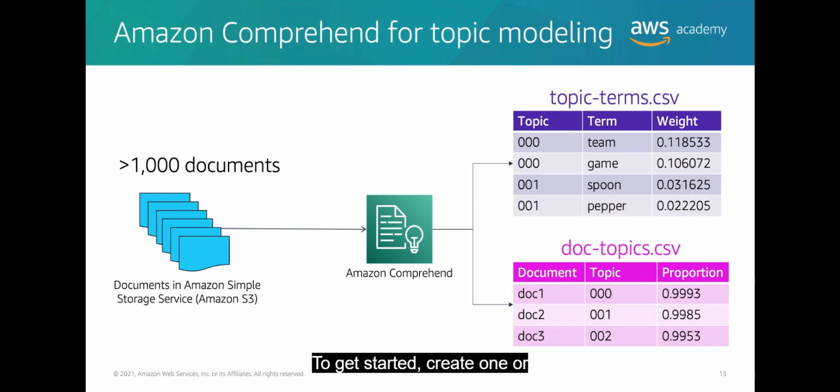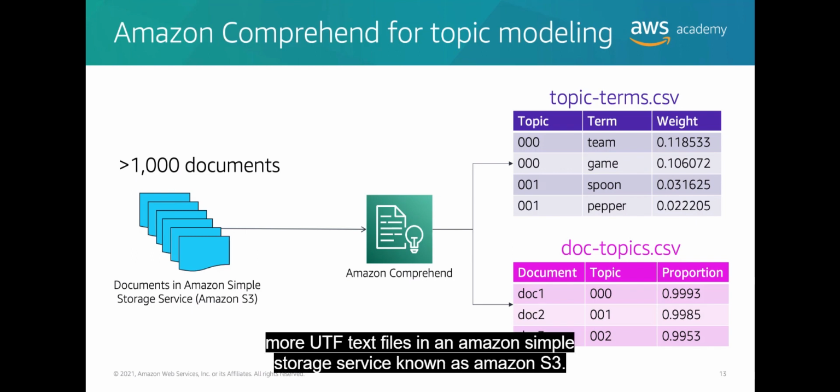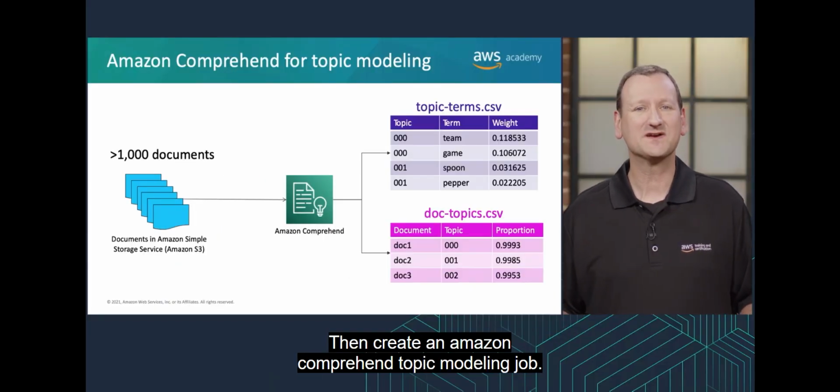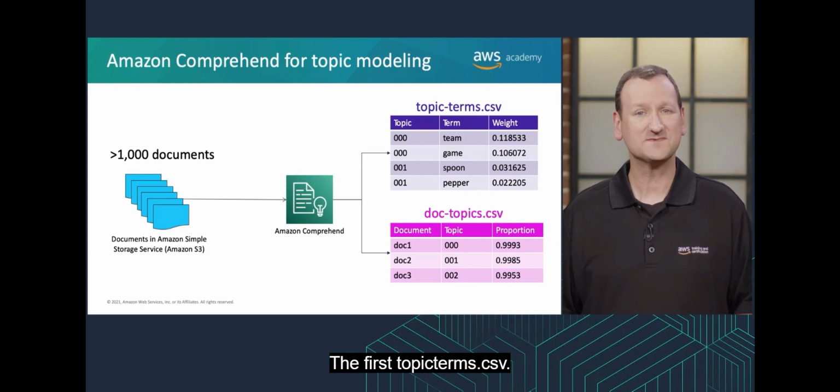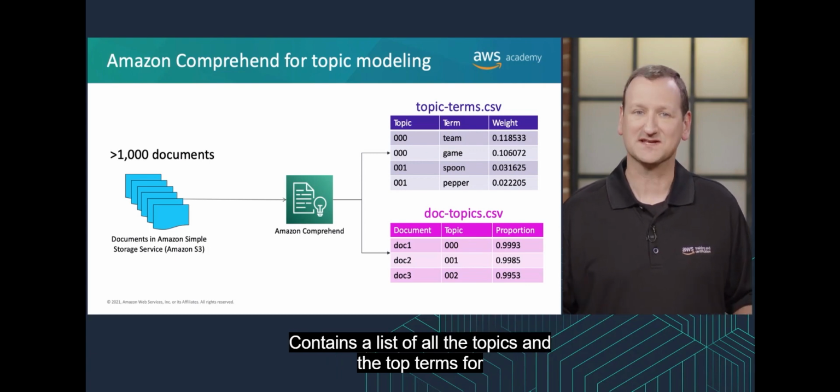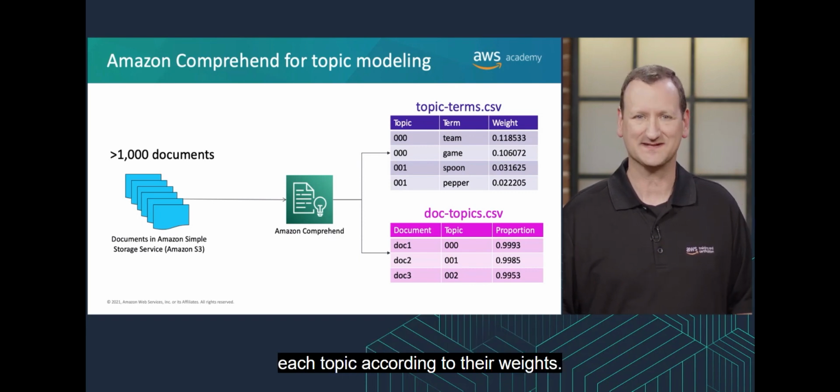To get started, create one or more UTF-8 text files in Amazon Simple Storage Service, known as Amazon S3. Then, create an Amazon Comprehend topic modeling job. When a job is complete, you have two output files. The first, topicterms.csv, contains a list of all the topics and the top terms for each topic according to their weights.